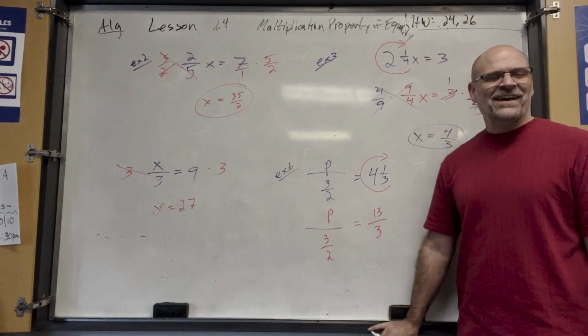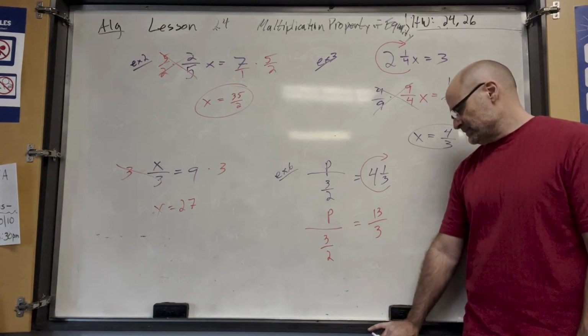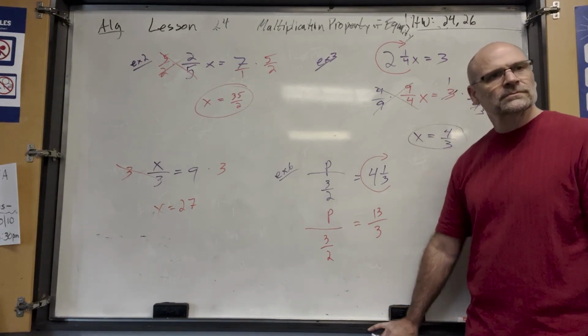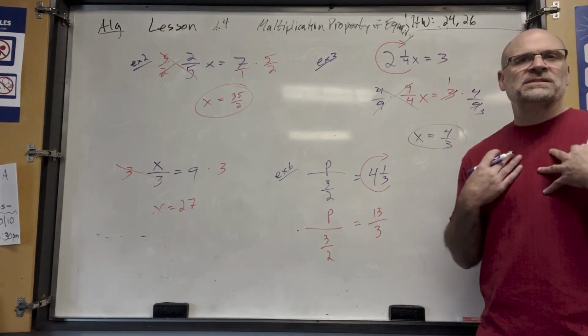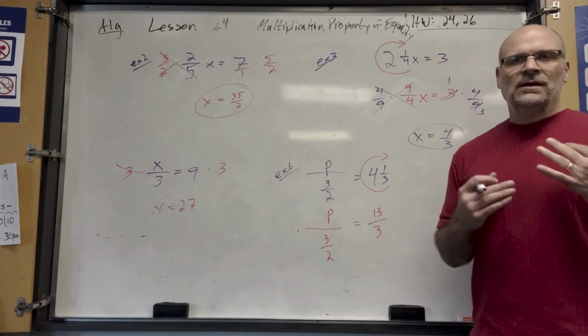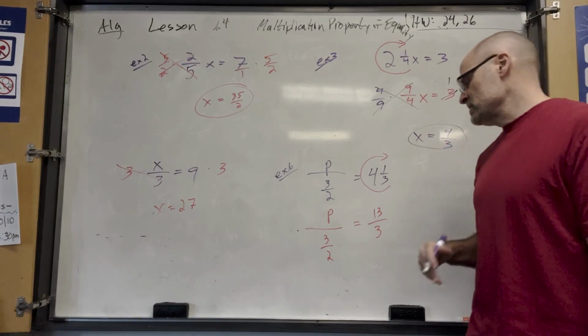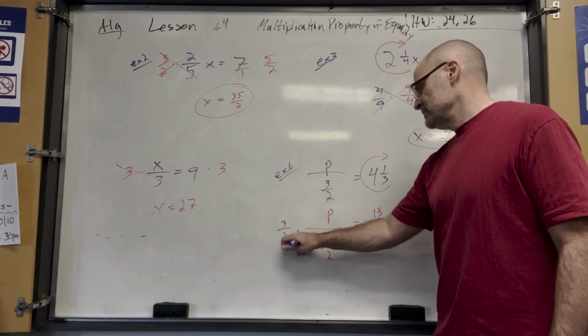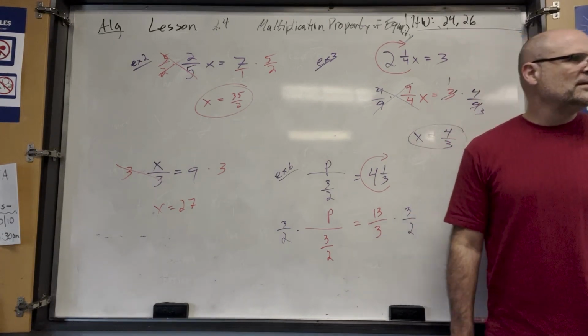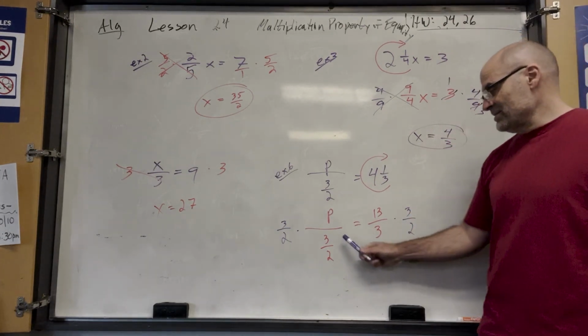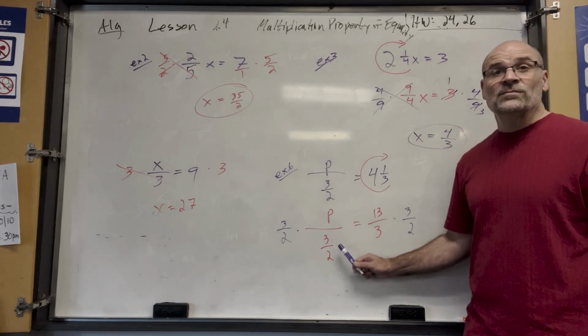Okay, then what'd you do, Mercy? And then I multiplied 3 over 2 by 13 over 3. Yeah. So here's a mistake that a non-algebra person would do. You would flip the 3 over 2. So you're not dividing by 3/2.